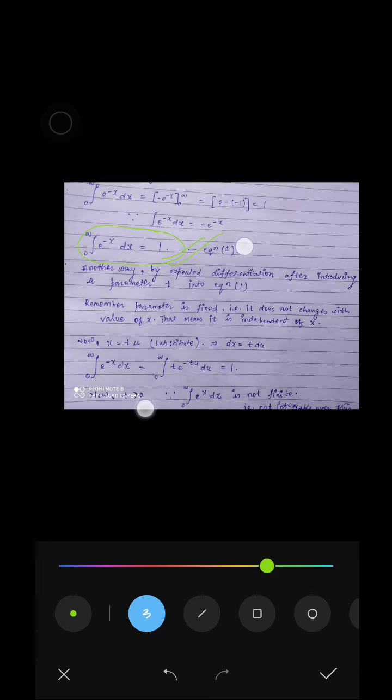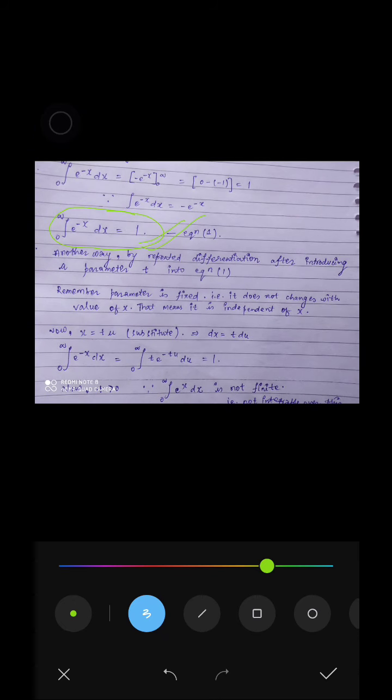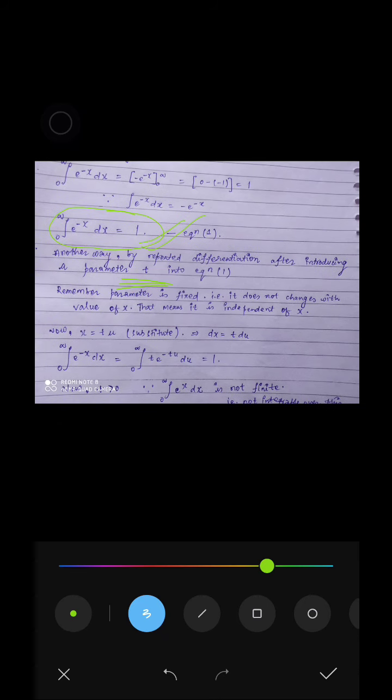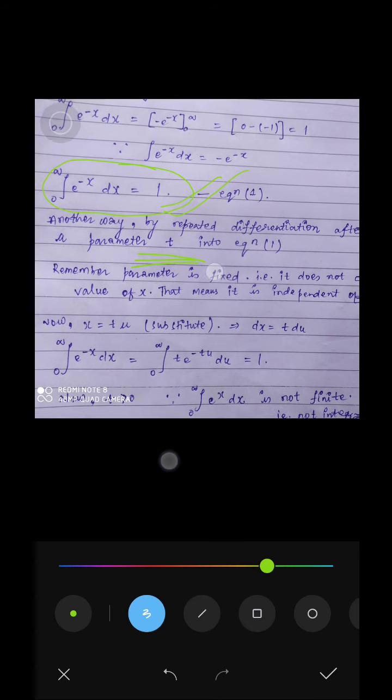Counter integration uses repeated differentiation for its overall integration or final integration by introducing parameters like t, which I am going to introduce over here. You might be thinking what does a parameter do? Actually, a parameter is a fixed quantity, that is, it doesn't vary with the value of x. What is x? x is the variable over here, and if I introduce a parameter t, then t is going to be independent of x or any other variable. Okay, so let's start our method.